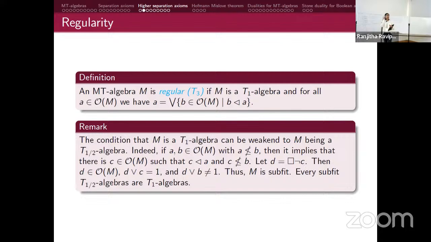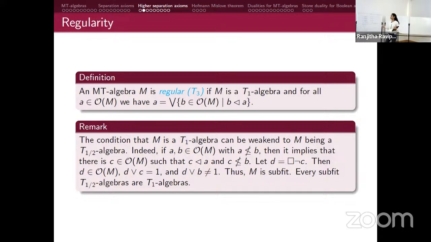But in topological spaces, if you look at any topology book, they sometimes consider just T0 for regular. They don't need T as strong as T1, but they do take T1 plus regular to be T3. Here, I cannot do it for T0. T0 will be very weak. However, I can restrict my T1 to be T half by showing that it's subfit. Because T half plus subfit, we saw yesterday, I don't know if you remember, will give us T1.